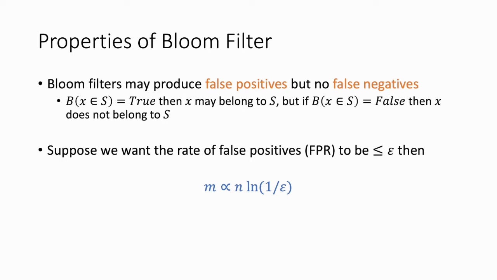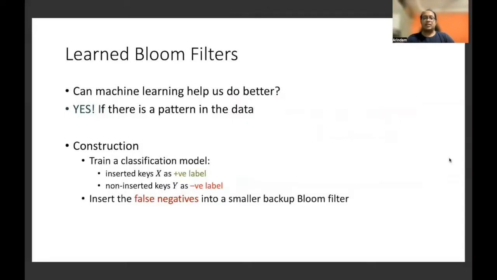Suppose we want to create a Bloom filter such that the rate of false positives does not exceed a certain value epsilon. Then we have this relationship where the size of the Bloom filter m is proportional to the number of elements inserted n and log of the inverse of epsilon. So given this, can we do better? Can machine learning help us achieve a better relationship between false positives and the size of Bloom filters? Well, yes, if there is a pattern in the data. So how would we go about doing that?